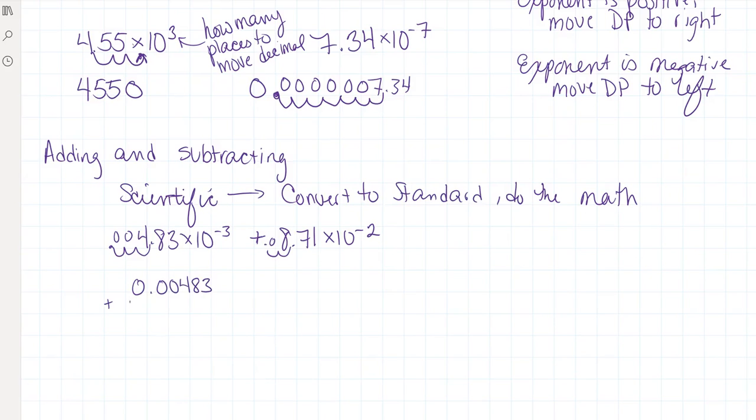0.00483 plus 0.0871. Now this makes it a lot easier to do the math. I carry the 1, and then I can rewrite this back into scientific notation, where it's 9.193 times 10 to the negative 2.